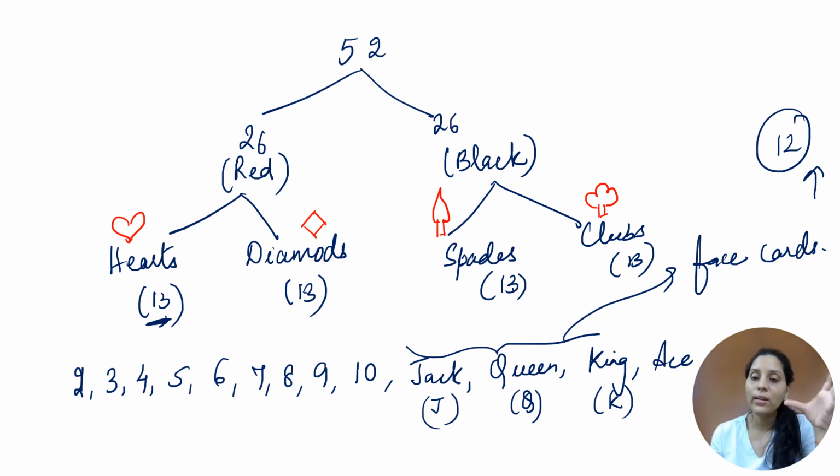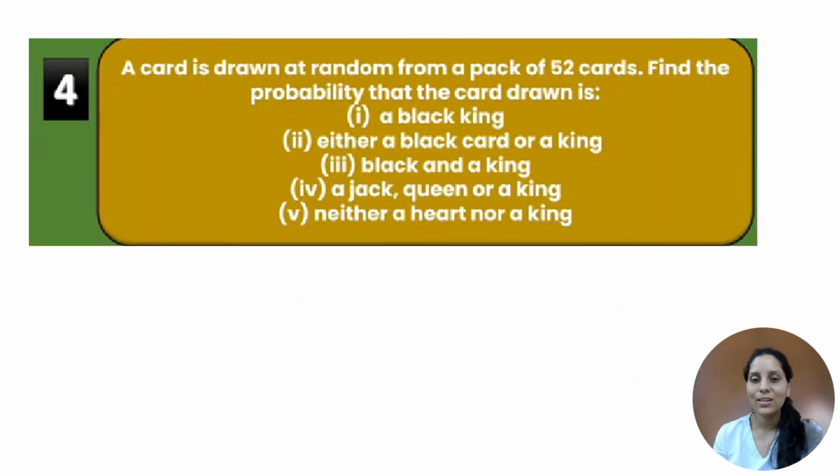So how many red? 26. How many black? 26. In red you have 13, 13 of two parts, and similarly in black. What are these 13 cards? These are your 13 cards that you need to know. So this is it, and now let us solve one question on these cards.